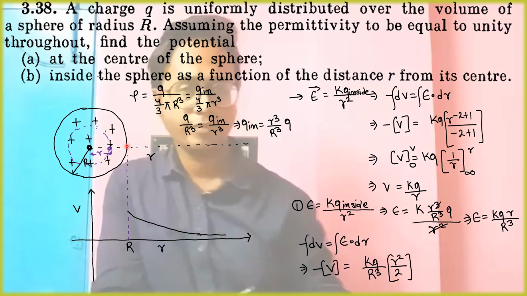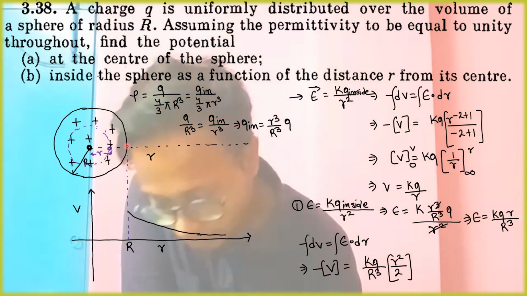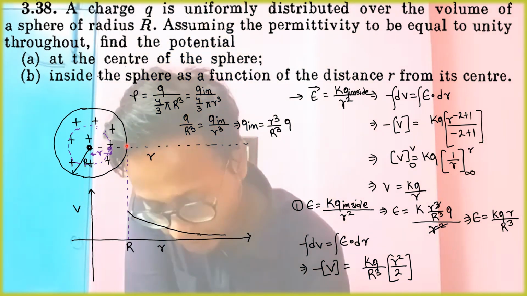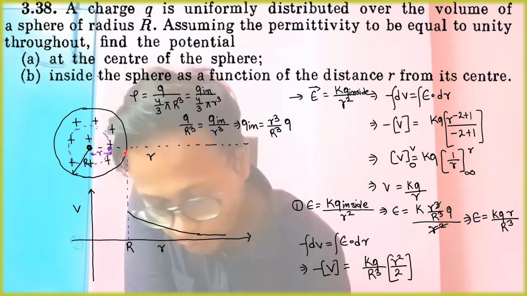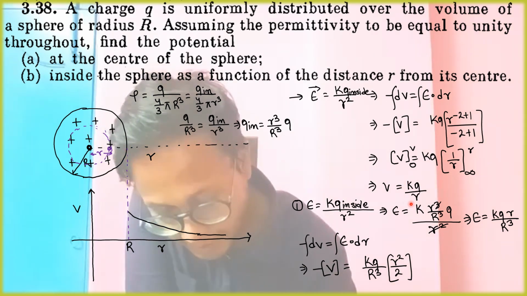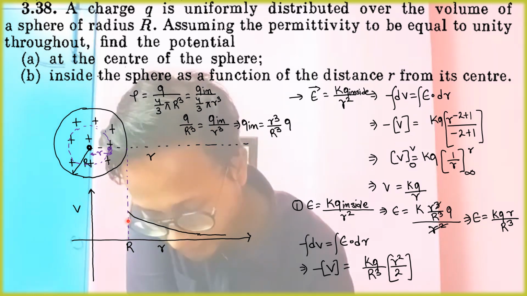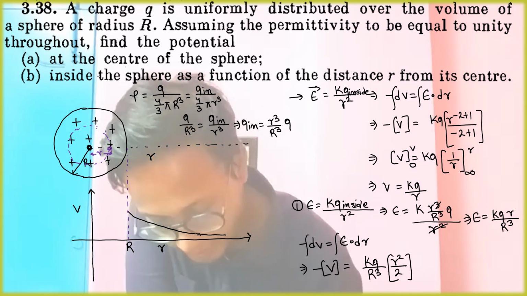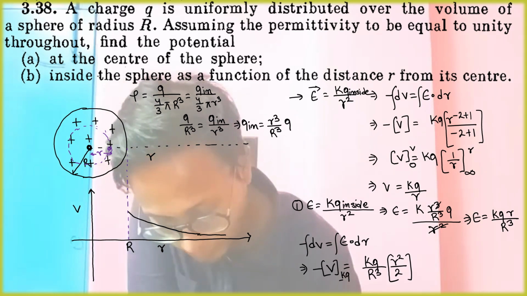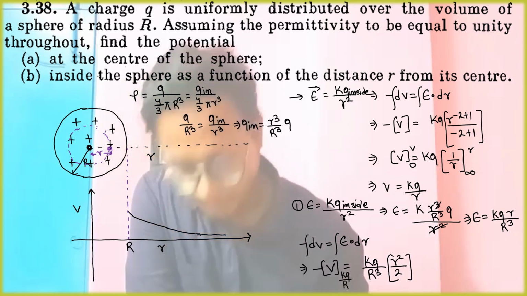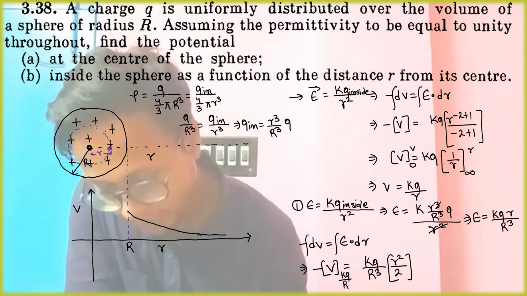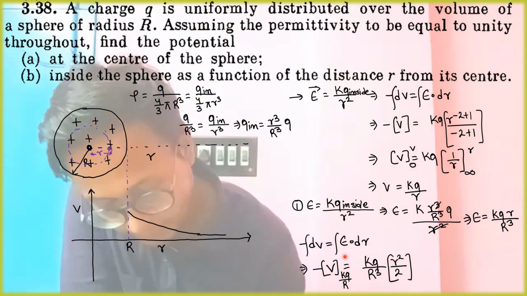So if I go inside, what is the potential at the surface? Potential at the surface is nothing but kq by capital R. Potential at the surface is kq by capital R. What is the potential at this point? I have to find out. So this is nothing but variable V.